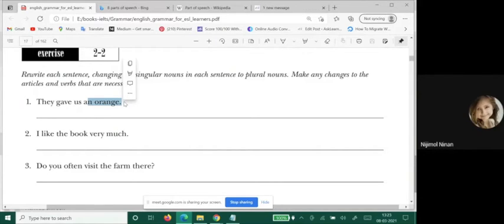What did you change it to? Oranges. They gave us oranges. Now do you need to use the here? Can you just say they gave us oranges? What did you use? Zero article. Okay, I've just shown you a hint of it. What is the zero article? Do you need to use the oranges here?